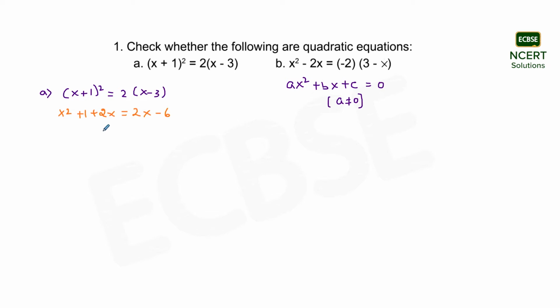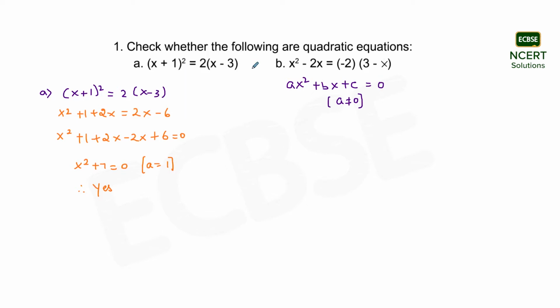Now taking the right hand terms to the left hand side, I'll get x² + 1 + 2x - 2x + 6 = 0. Cancelling the common terms, minus 2x and plus 2x on the left hand side, I'll get x² + 7 = 0. If I compare this equation with the standard equation, clearly the coefficient a is not equal to 0 in this case. What is a? That is 1, the coefficient of x² is 1. So definitely this equation is a quadratic equation.